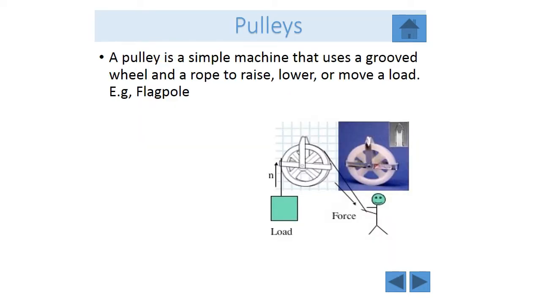The next example we are going to talk about is the pulley. A pulley is a simple machine that uses a grooved wheel and a rope to raise, lower, or move a load, e.g. a flagpole. Underneath it is an image which illustrates an example of a pulley. As you can see in the image, you can see the load, the wheel, the rope tied around the wheel, and a diagram in human form which is pulling the rope.